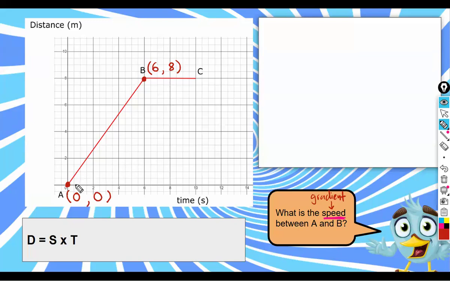So now that we have the coordinates of A and B, A is the beginning of the line and B is the end of the line, do you all think you can find the speed between A and B, better known as the gradient? Remember this formula? How you find the gradient of a line? Y2 minus Y1 divided by X2 minus X1. Find the speed between A and B and send the answers on the chat.